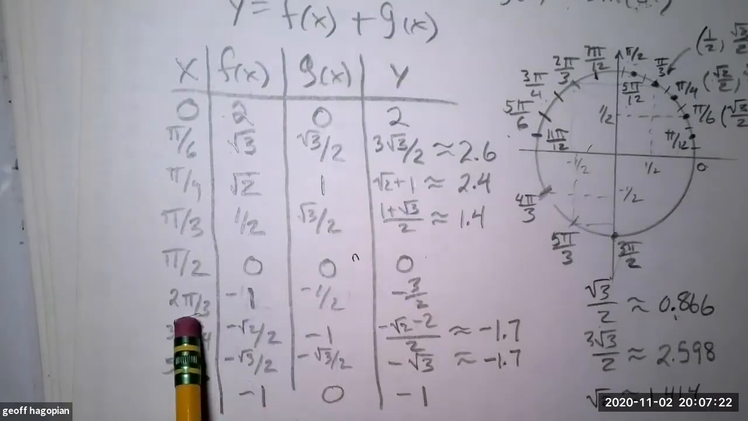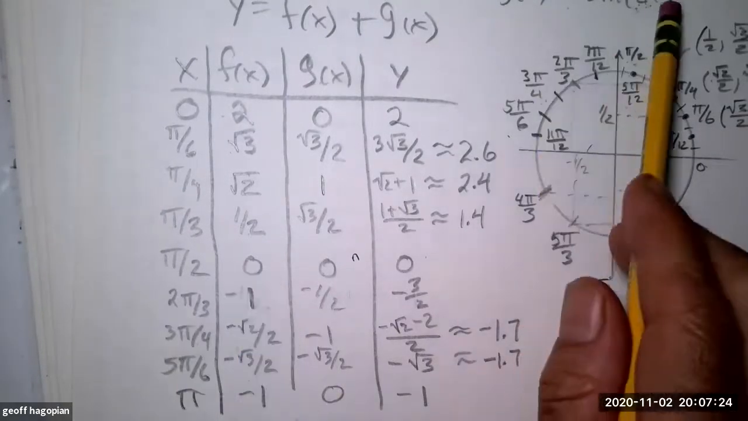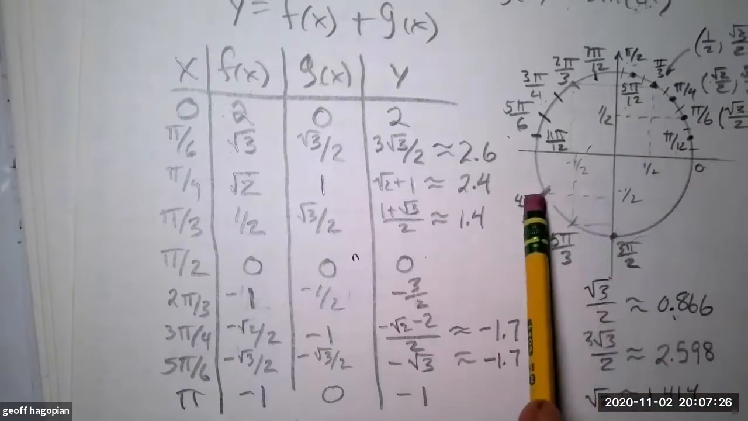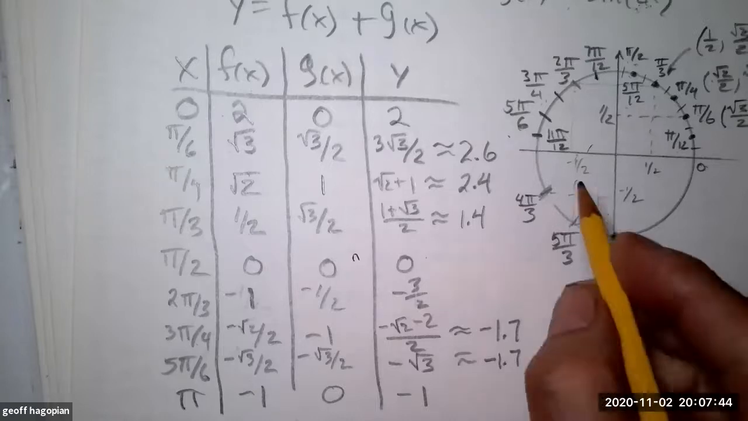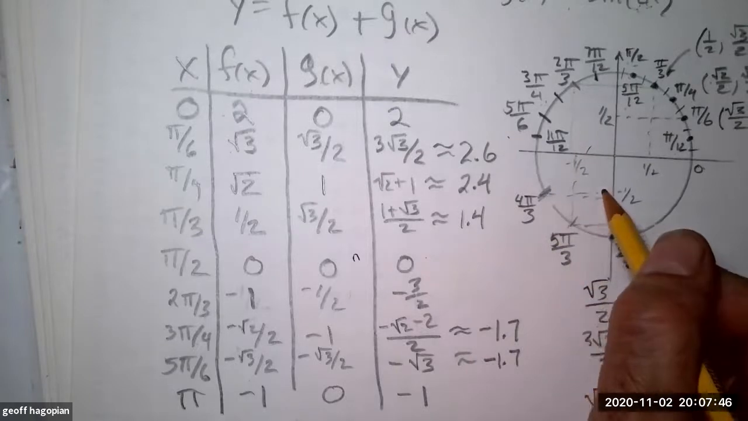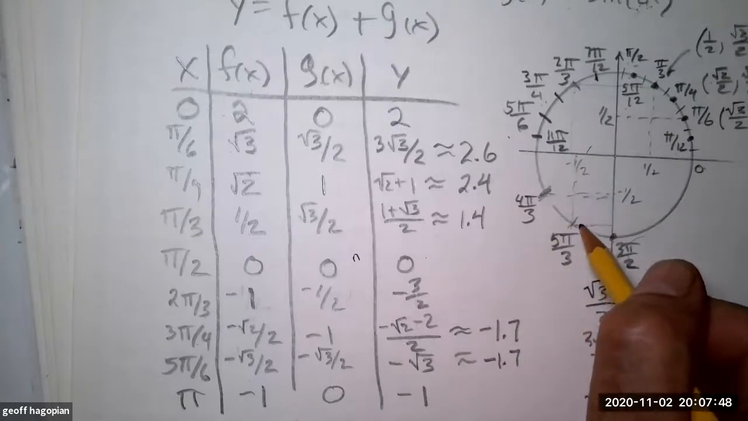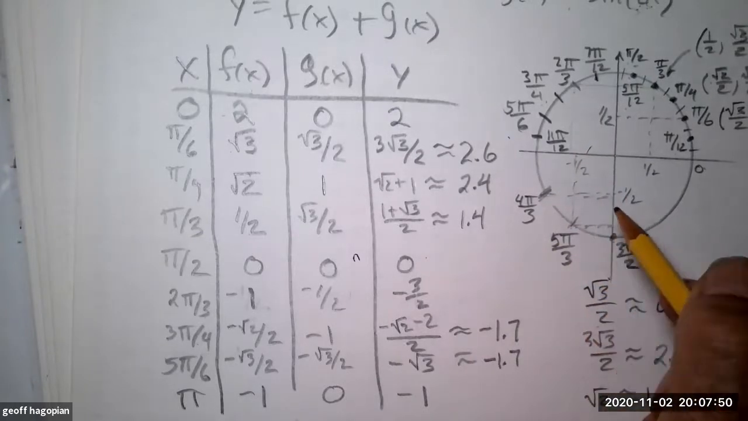So if x is 2 pi over 3, then twice that is 4 pi over 3, which is here. Oh, and we're talking sine at 4 pi over 3. I said that was -1/2. Sure looks like -1/2, doesn't it? 5 pi over 3 will get you negative square root 3 over 2.